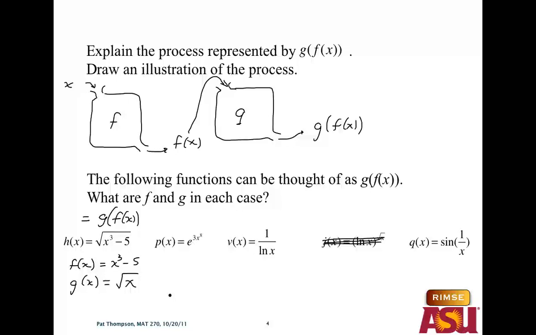Does it make sense? Okay, so this is a little small. This is e to the 3x to the 8th. So try these other three. See if you can write each of these p, v, and q as composite functions, all of them g of f. So what is f and what is g? Give it a shot. Go.